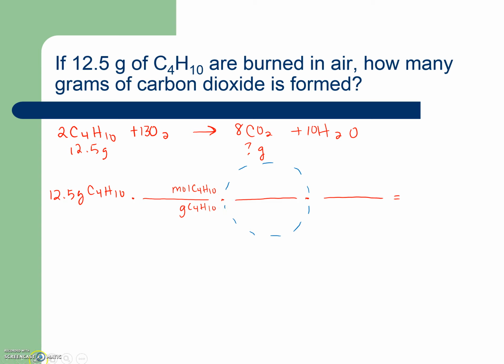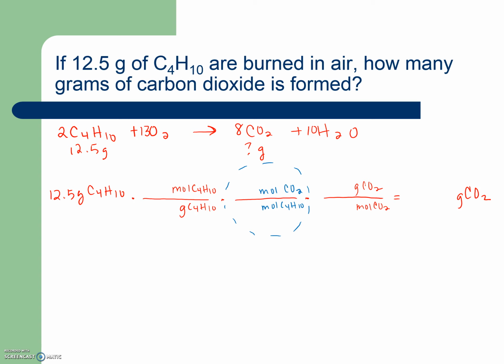And this is the one place in the problem where I'm going to get rid of moles of C4H10 and convert it to moles of CO2. This is where that mole ratio comes into play that we learned about in class. I really don't want moles of CO2. I really want grams of CO2. So I'm going to put grams of CO2 on the top. And then my answer is grams of CO2.